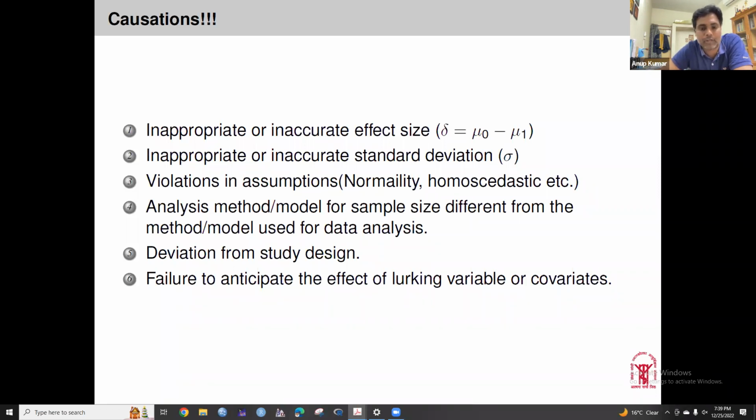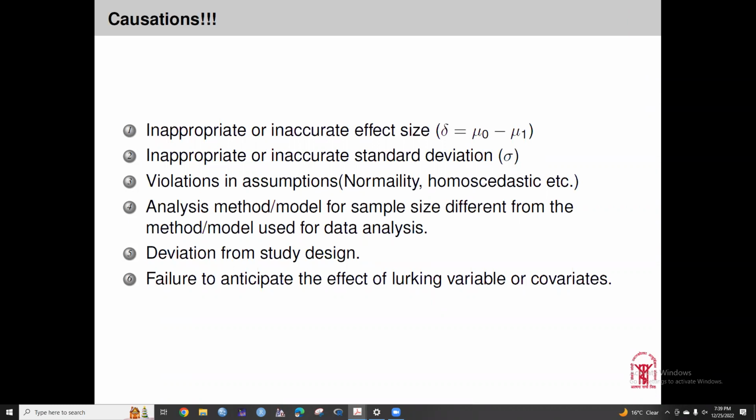Understand the importance of lurking variable. I hope it is clear.